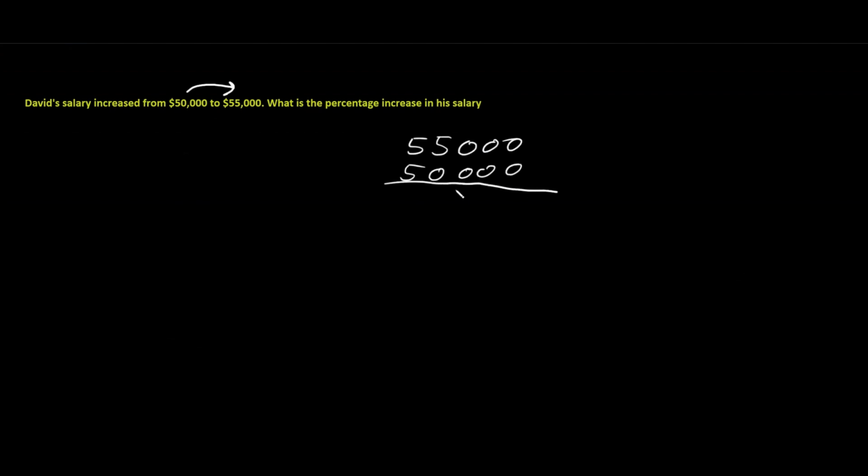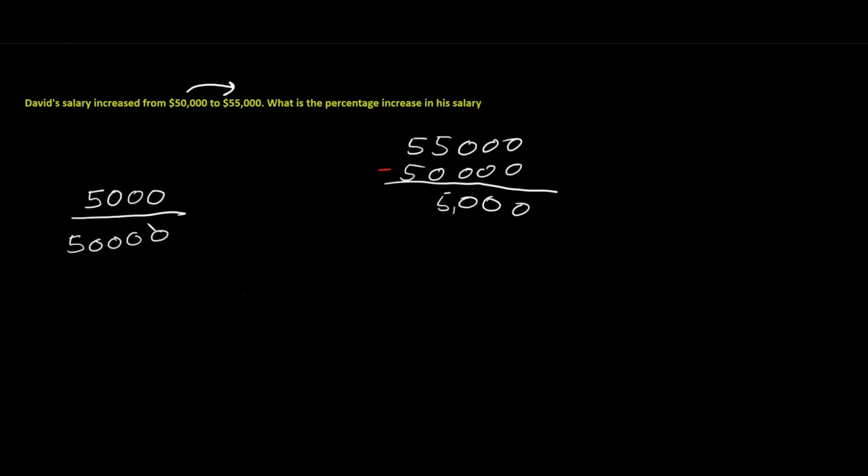And then if we were to subtract, we get 5,000. So the digit increase in his salary was $5,000. And the total value that we're looking for, it started out as 50,000. So it increased 5,000 out of 50,000.